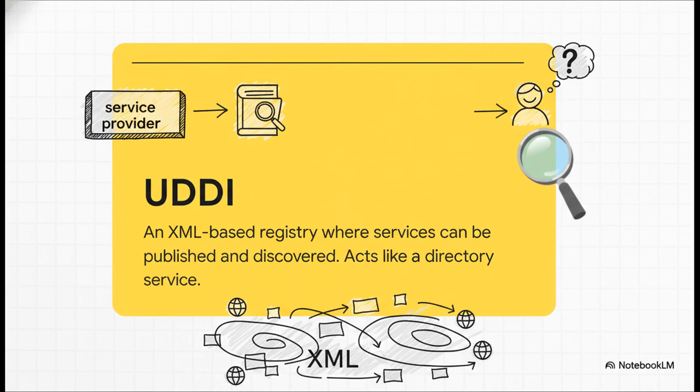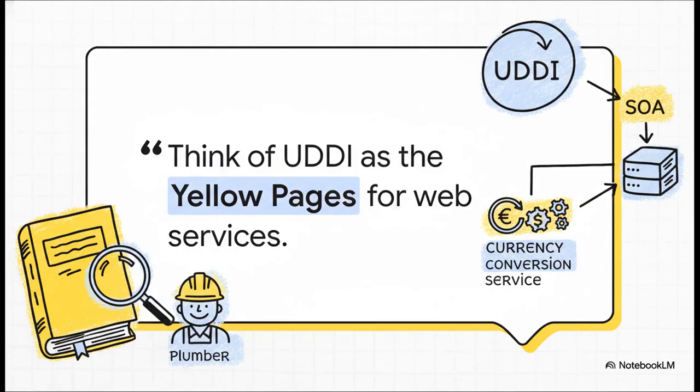UDDI solves the big question. Okay, this cool service exists somewhere, but how do I find it? It's basically a global public directory where service providers can list what they offer so that service requesters can search and find exactly what they need. This analogy is absolutely perfect. Seriously. Before Google, if you needed a plumber, you grabbed the yellow pages. In the SOA world, if your application needs, say, a weather forecasting service, it goes and looks it up in a UDDI registry. Same idea.